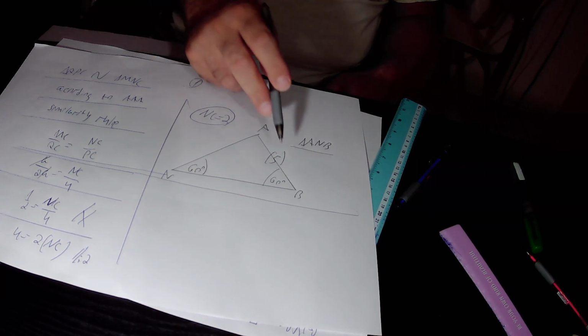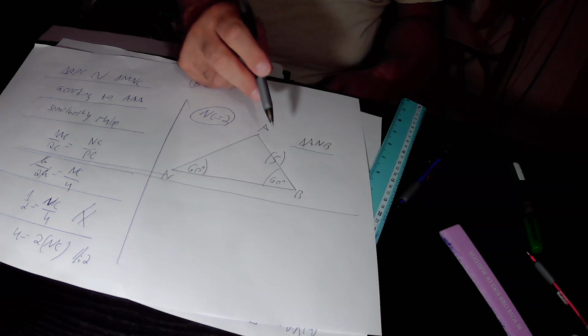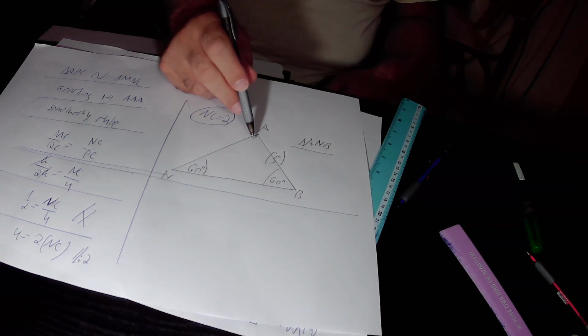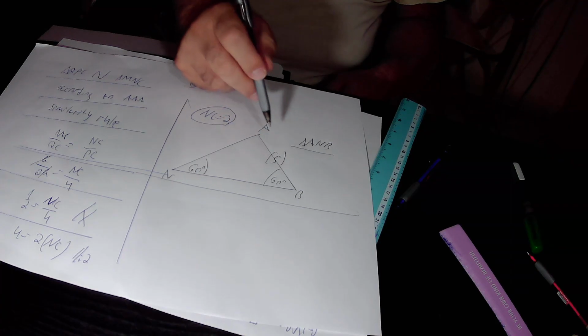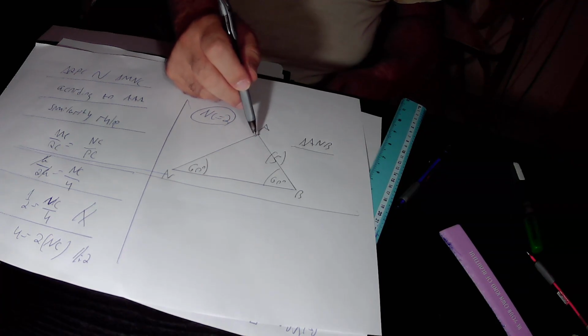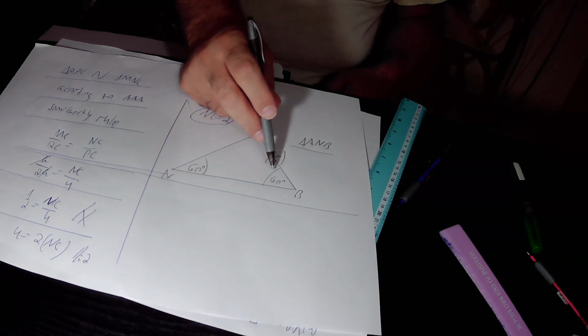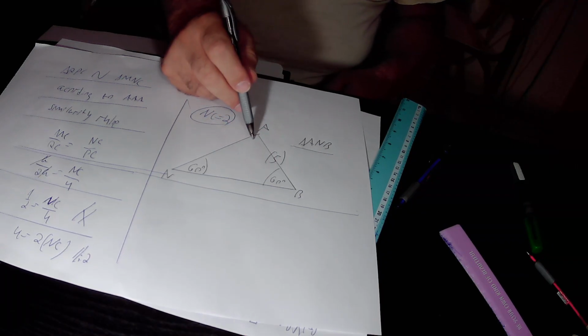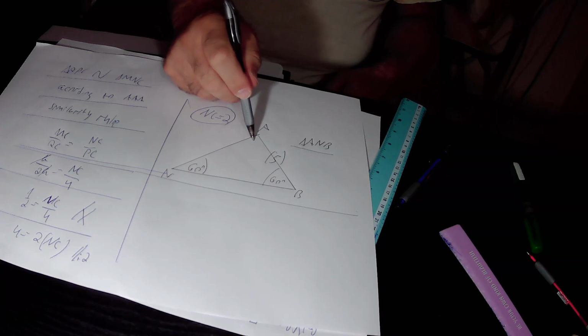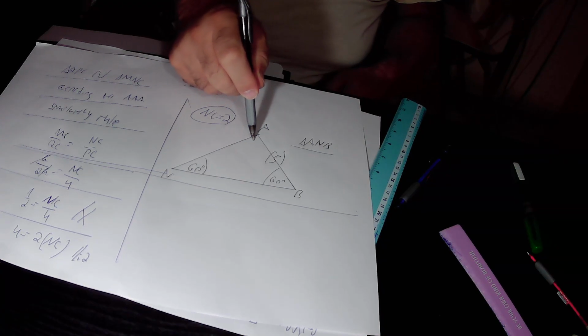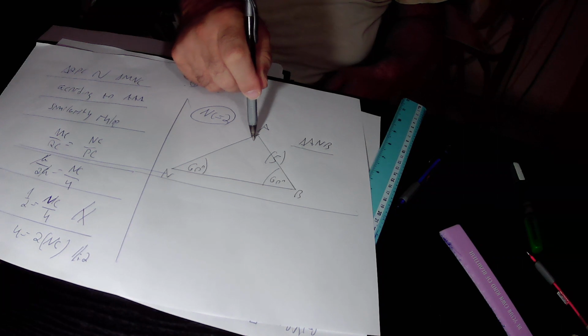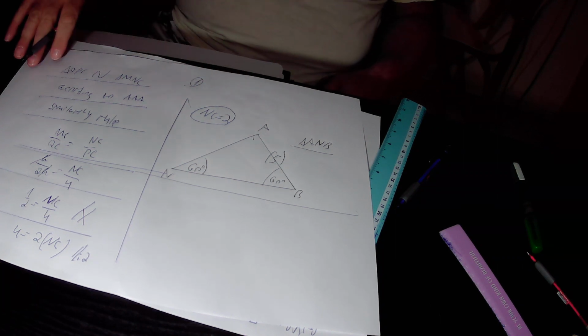60 degrees plus 60 degrees is 120 degrees, and therefore this missing angle must be equal to 60 degrees in its size, according to the rule that says that the sum of the angles in any triangle is equal to 180 degrees. So 120 degrees plus 60 degrees is equal to 180 degrees. That is the sum of the angles in any triangle. Therefore, this missing angle must be equal to 60 degrees in its size.